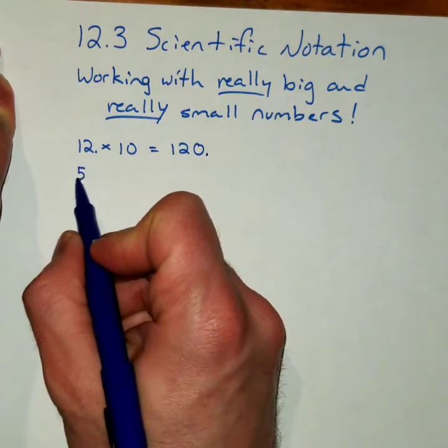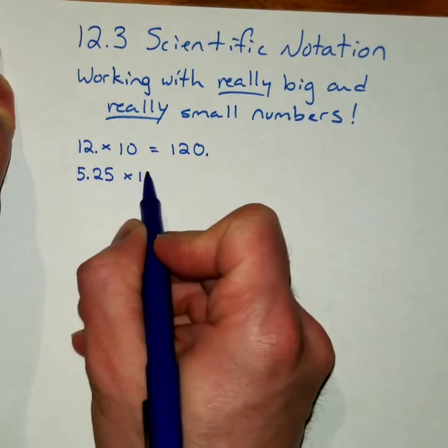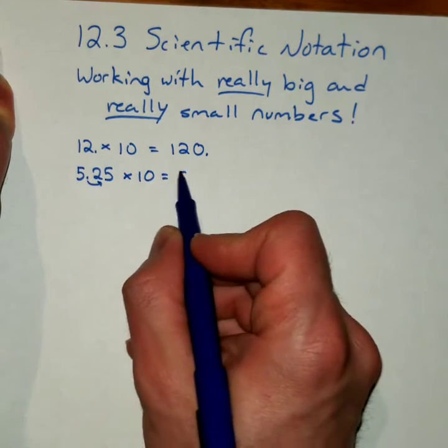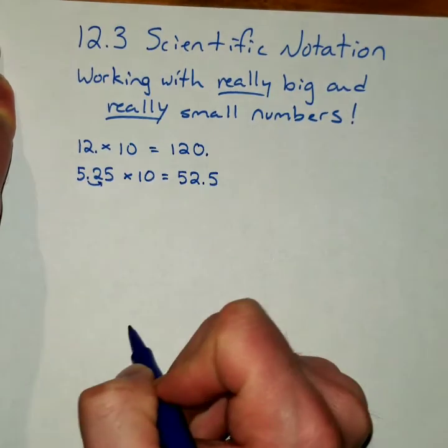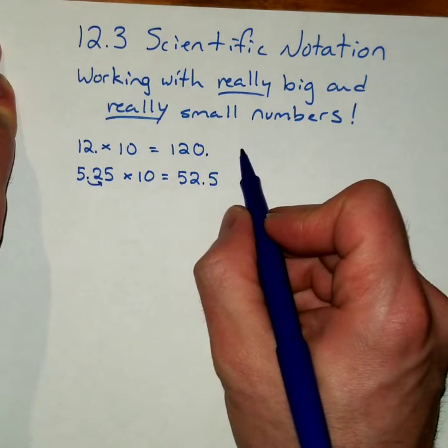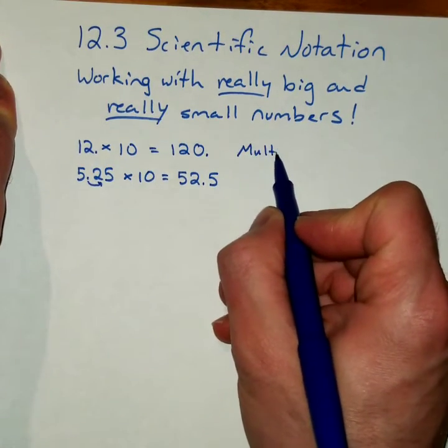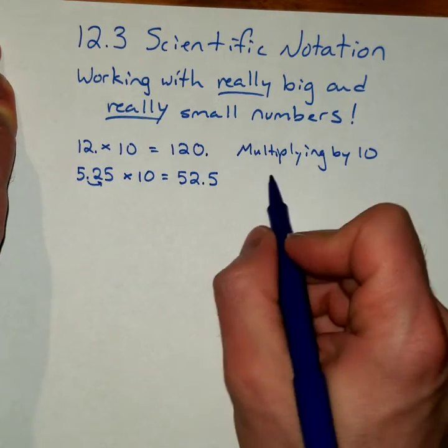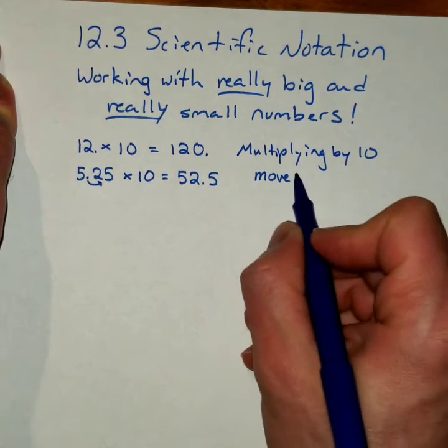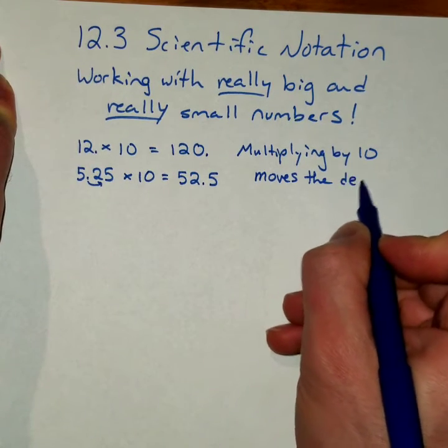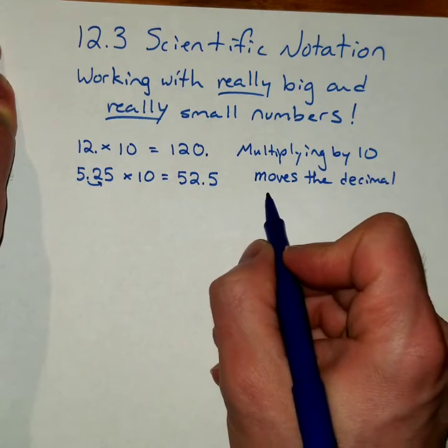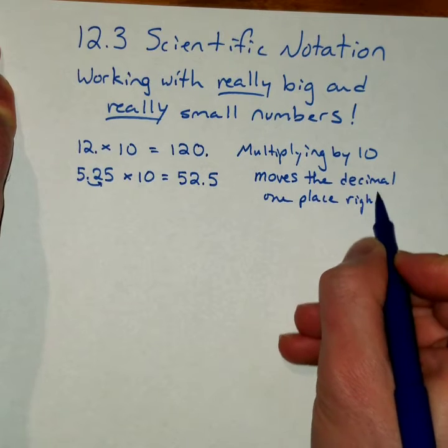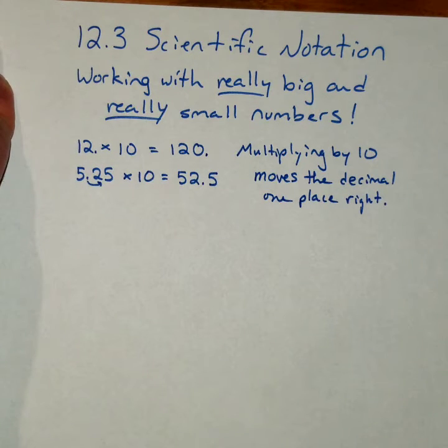If this was 5.25 times 10, well, multiplying by 10 moves the decimal one place right, and it would be 52.5. Okay? So multiplying by 10, I'll write this out, multiplying by 10 moves the decimal one place right. Okay? Multiplying by 10.